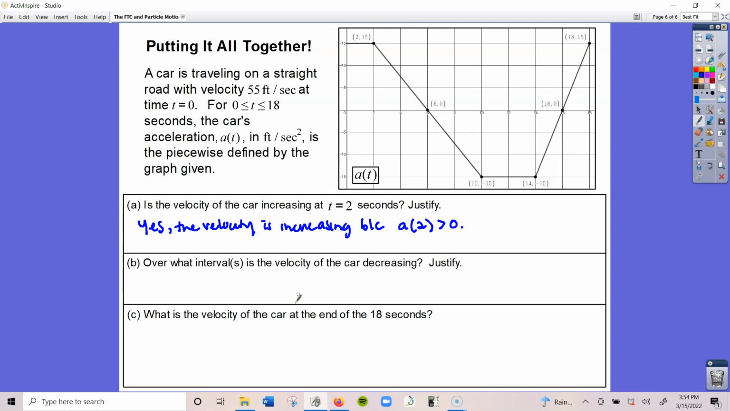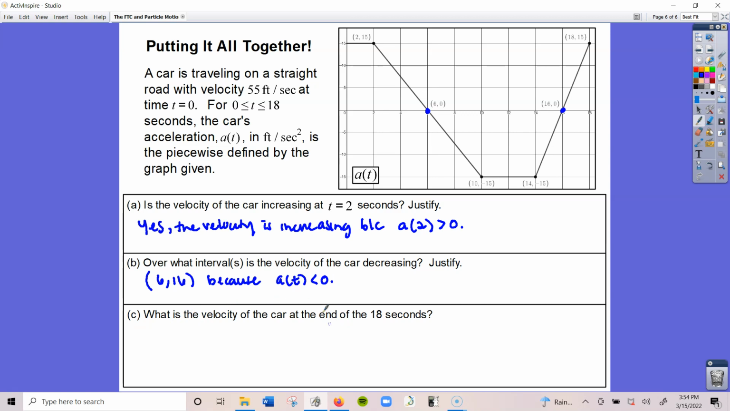Now for B, over what interval is the velocity of the car decreasing? Velocity is decreasing when acceleration is negative. So that means that we're looking at when the graph is below the x-axis. So this particular interval here is where it starts to go below up to here. So from 6 to 16, because a of t is less than 0.